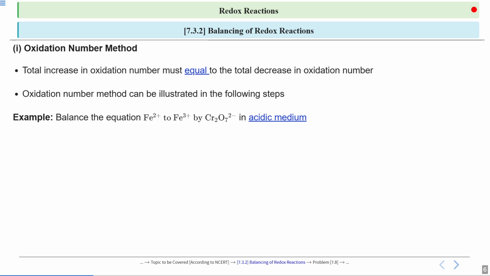Here, first of all, we will understand this oxidation number method, that is, how we can make these equal. First we will write the skeletal chemical equation for the reaction provided to us, and then we will try to balance the equation. To understand this oxidation number method of balancing redox reactions, we will take an example and understand the method with the help of that.